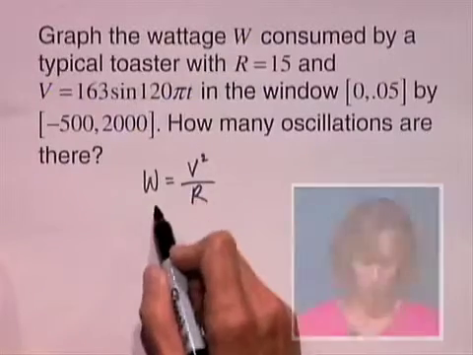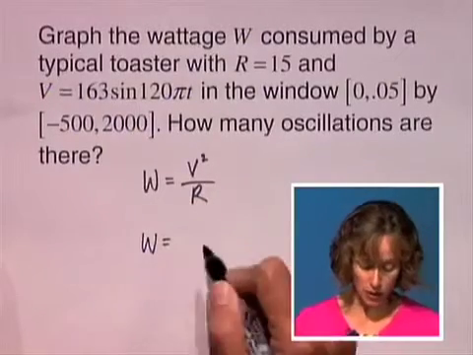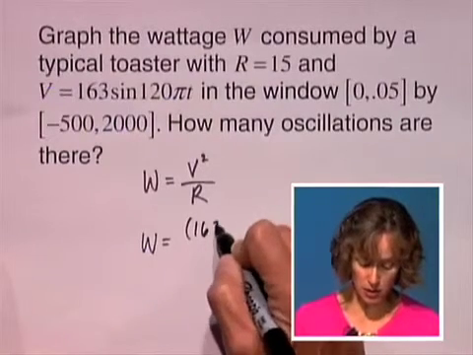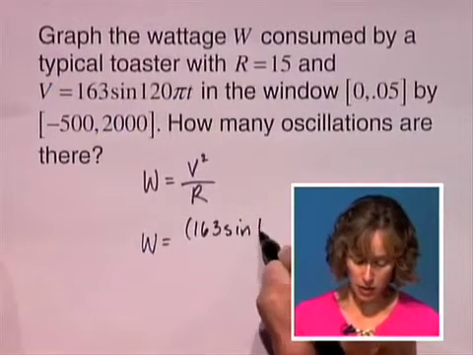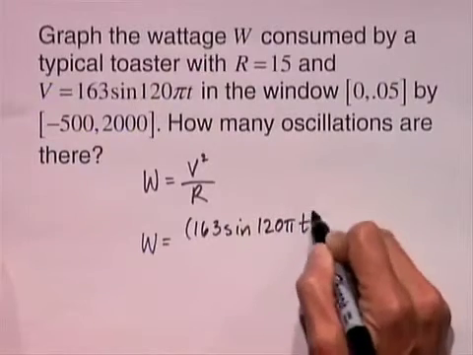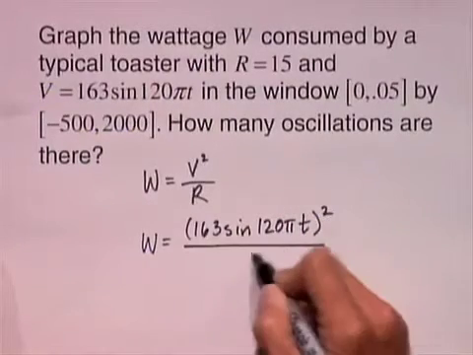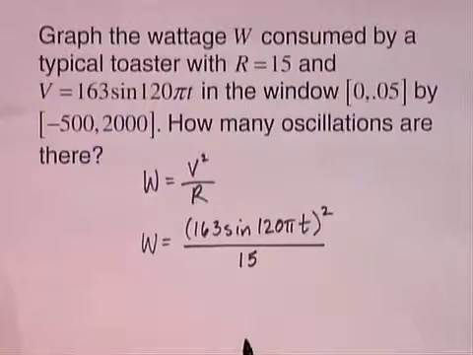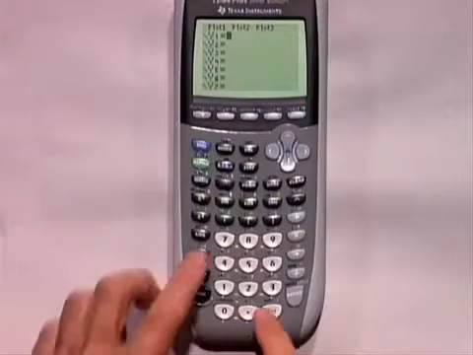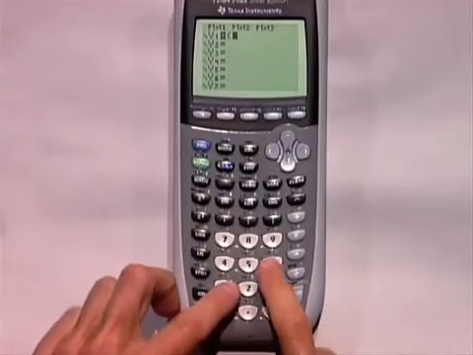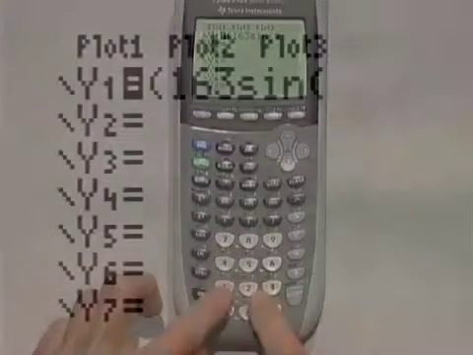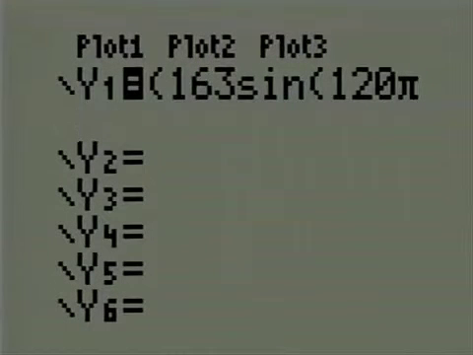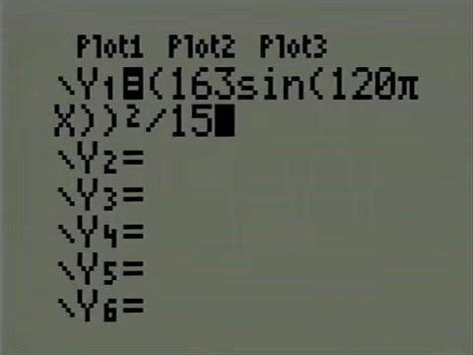Well, here's the wattage. Let me put in what we need to graph. We're going to put in 163 sine 120 pi t all squared divided by 15. Well, let's graph this on a calculator. We're going to go into y equals. We're going to use parentheses for the numerator: 163 sine 120 pi times x for the calculator. We can't use a t. Close for the numerator, square that, and divide by 15.